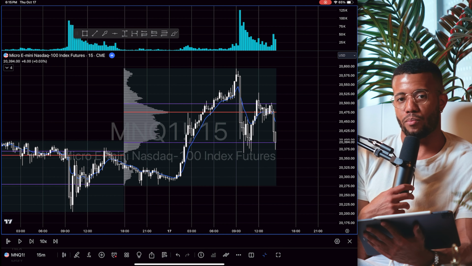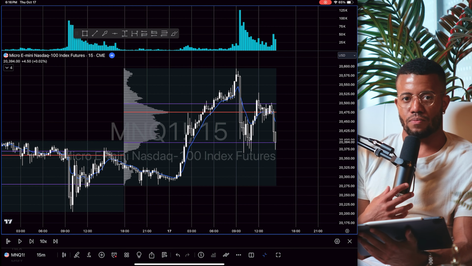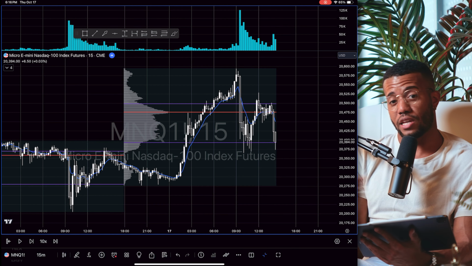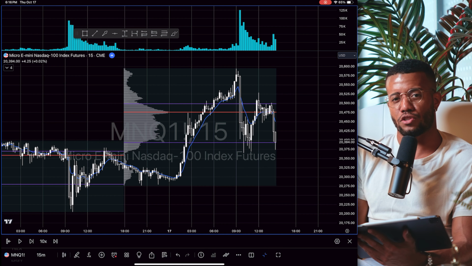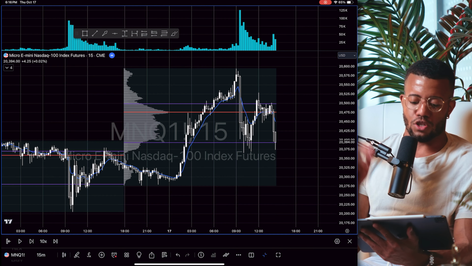which is important, right? Points of control, nodes are really just nodes. It's a high volume node, right? Just like there's low value areas, low volume areas, there are high value areas, high volume areas, and a point of control is just a statistical data point inside of a particular node that we care about, which in this case is the session point of control.